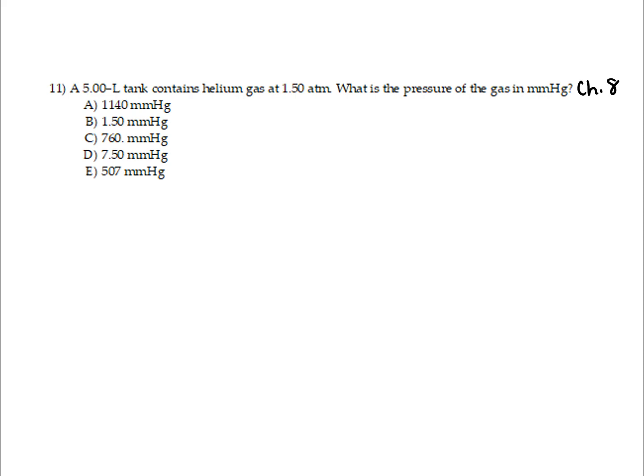A 5-liter tank contains helium gas at 1.50 atmospheres. What is the pressure of the gas in millimeters of mercury? So as usual, you go through, you highlight the numbers, and then what you're asked for. You identify these things. This is a volume. This is a pressure. But what's the question asking? What is the pressure of the gas in millimeters of mercury?